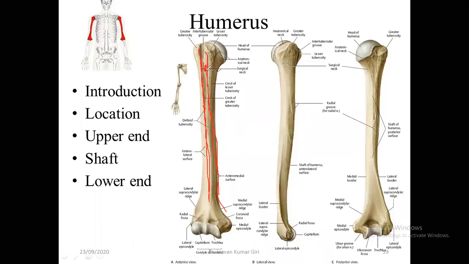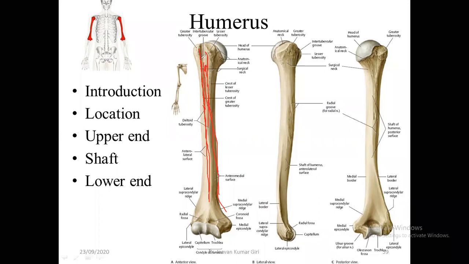Now see here. This floor of the bicipital groove continues with the anteromedial surface of the shaft. The anteromedial surface of the shaft lies between the anterior border and the medial border. So this is the anteromedial surface now. This surface continues with the floor of the bicipital groove in the upper part. Just remember this.